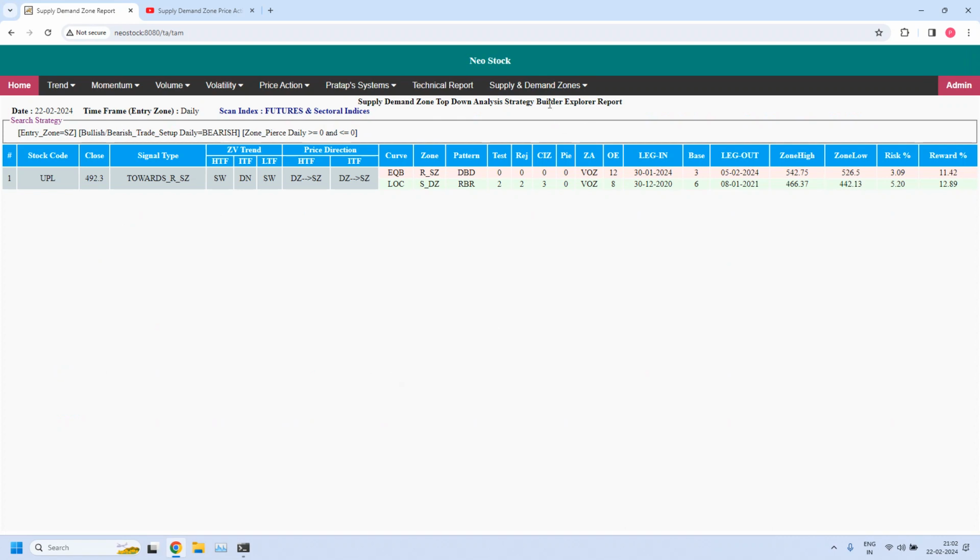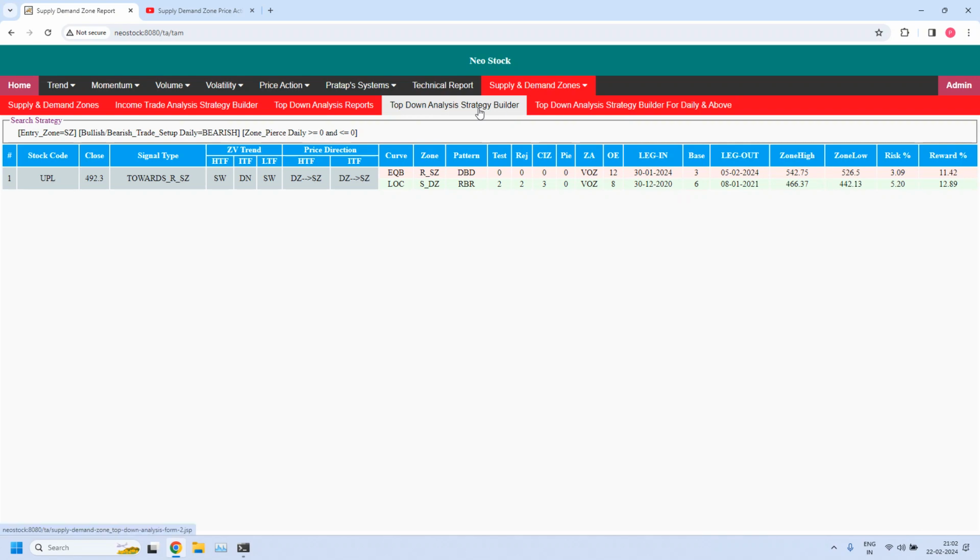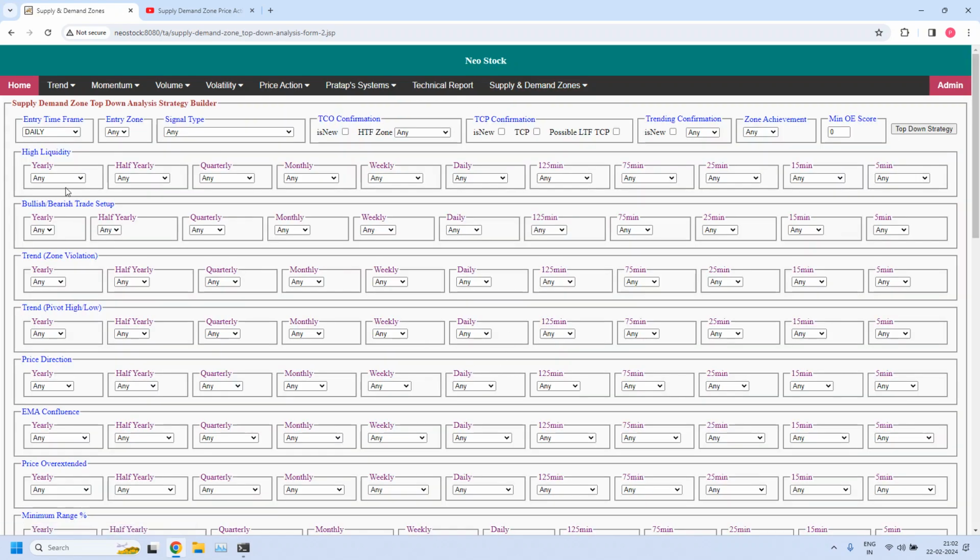Now let us look into the weekly income trade. For weekly income trade, the entry time frame, that is the LTF, lower time frame, should be 75 minutes. For the bullish trade setup, it should be demand zone. And for the bullish or bearish trade setup at 75 minutes, we are selecting bullish.